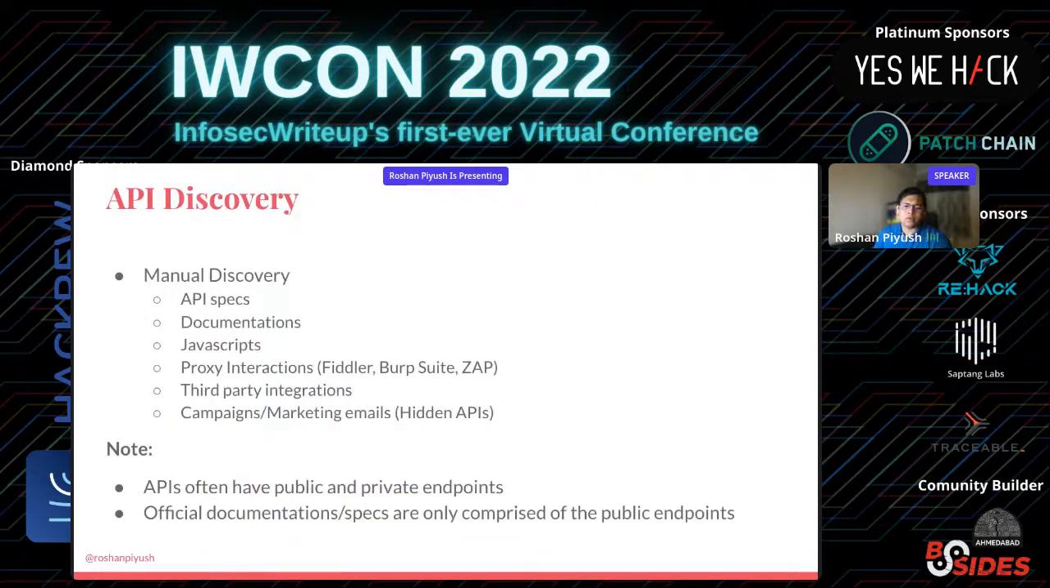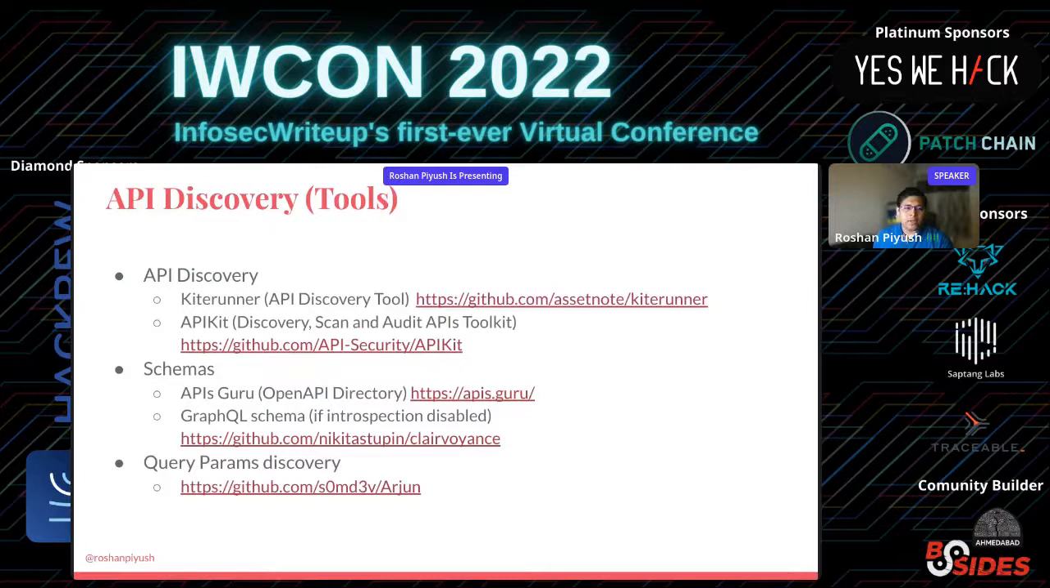Also, always keep a note that APIs often have public and private endpoints. In the documents and specs that you find, you'll only find public endpoints, not the private ones. So there are various ways that we can do discovery around those as well, like fuzzing. There are various tools I found, I wouldn't say they are the best ones yet. I think some of you can go ahead and build another great tool yourself, by getting inspiration from this.